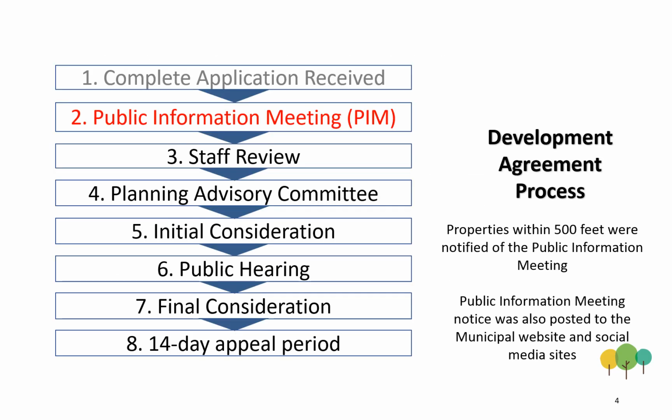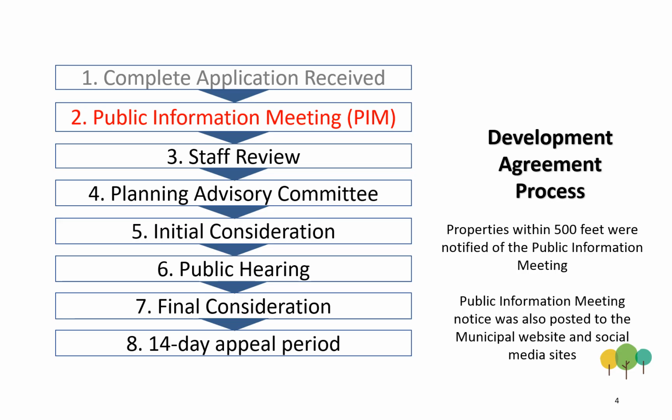This is a standard process we follow for every application. The first step is to receive a complete application, which we have received. The second step is to hold a public information meeting in the community where the property is located. A public information meeting for this application was held on March 6th at the Kingston Lions Club. Properties within 500 feet were notified, and it was also advertised on our website and social media sites. The meeting was not recorded. This is a re-recording of the presentation which was presented at the meeting.